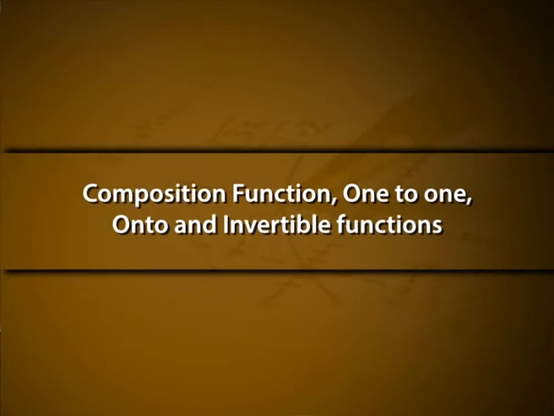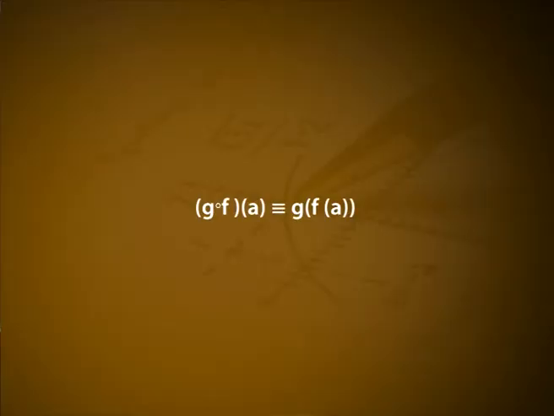Composition function, one-to-one, onto and invertible functions. Consider functions f from A into B and g from B into C, that is, where the codomain of f is the domain of g. Then we may define a new function from A to C called the composition of f and g, and we write it as g∘f as follows: (g∘f)(a) = g(f(a)). That is, we find the image of a under f and then find the image of f(a) under g.